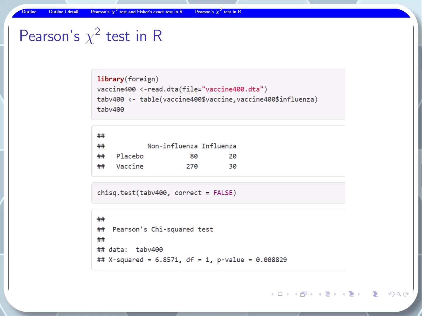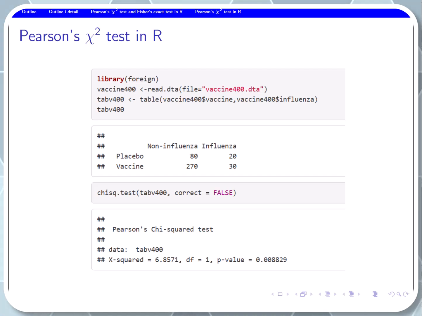The first row in the second box is the placebo group, and the second row is the vaccine group. We can see 20 out of 100 participants contracted influenza in the placebo group, and 30 out of 300 participants contracted influenza in the vaccine group. If you add all numbers together, the sample size is 400.